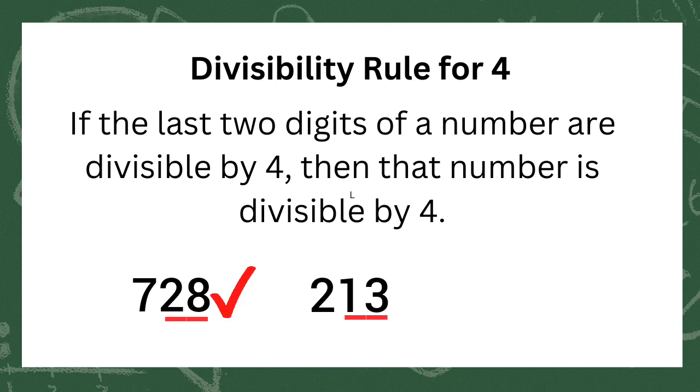The second number here is 213. The last two digits are 13. 13 is not divisible by 4. Therefore, 213 is not divisible by 4.